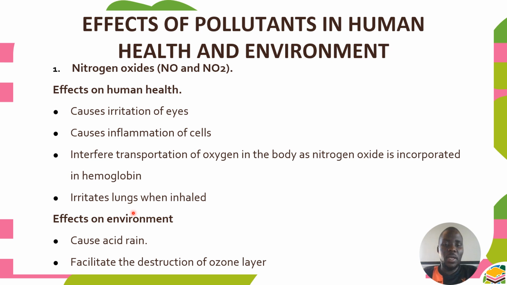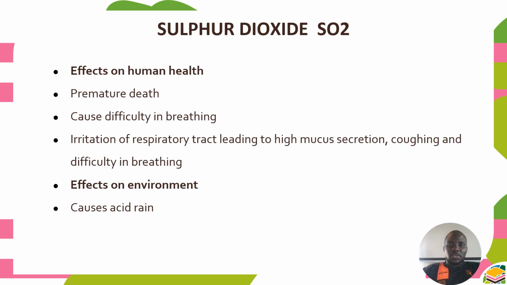It irritates lungs when inhaled. Effects of nitrogen monoxide and nitrogen dioxide on the environment. It causes acidic rain and the destruction of the ozone layer. Sulfur dioxide. Effects of sulfur dioxide on human health. Premature death. It causes difficulty in breathing, irritation of the respiratory tract, leading to high mucosal secretion, coughing, and difficulty in breathing. Effects on the environment.